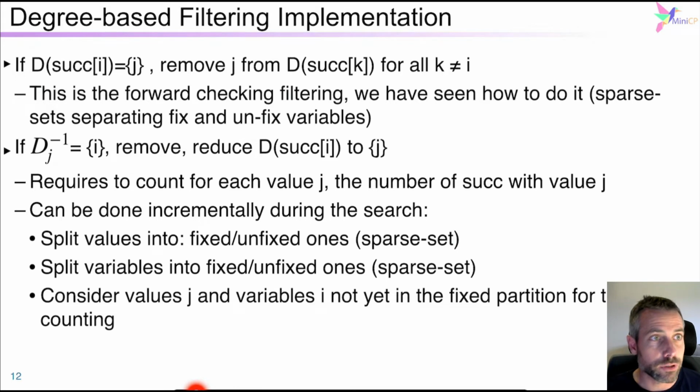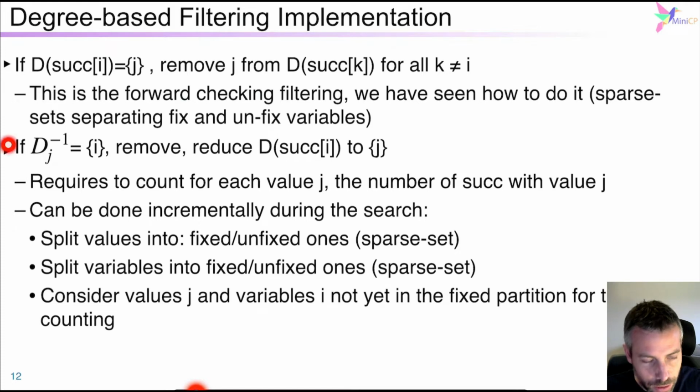So in terms of implementation, for the first rule, if we realize that one successor variable is fixed, then we can remove this city from the domain of the other variables. We can do exactly the same as we did for the forward checking algorithm of the all different constraint. That is, if you remember, you just split the set of variables in two, the ones that are already fixed and the ones that are not fixed, and you only need to consider the pruning on the unfixed set of variables to make it more efficient and more incremental.